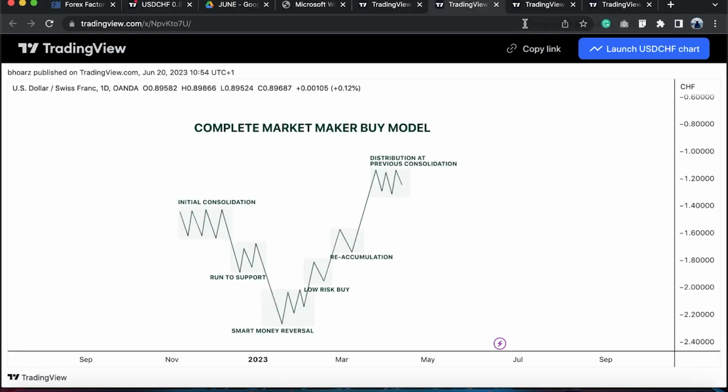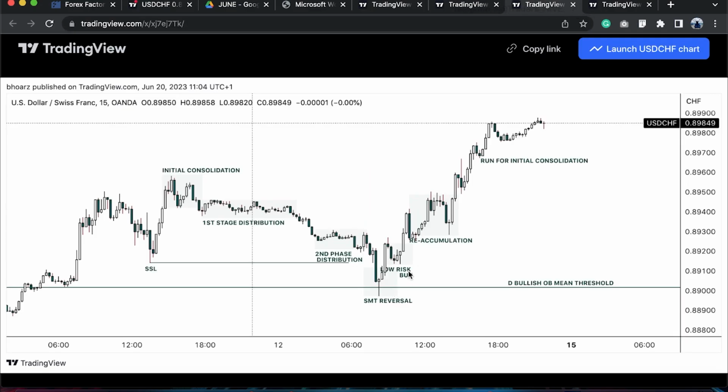And this is what usually would happen at the low risk buy phase, where the market will usually flash some kind of indication that it wants to go lower to retail, and then retail chases that, and then you can see the aggressive run higher. Then the market runs higher and goes back into the second phase distribution and reaccumulates there, and then you see expansion from the initial consolidation. And this is a complete market maker buy model.